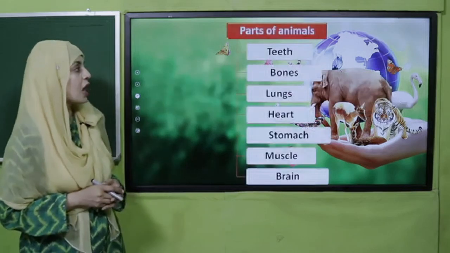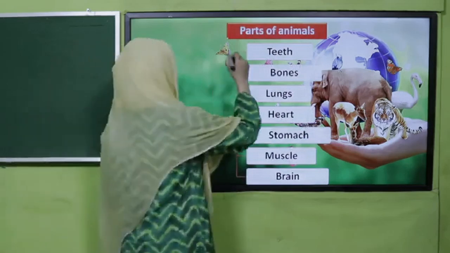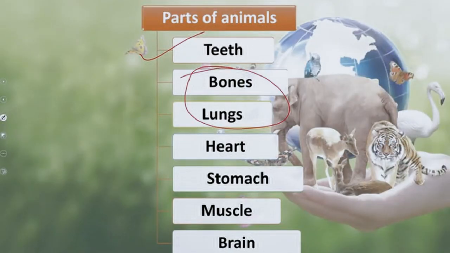Okay, my dear students, now the parts of animals: we have already discussed teeth. Today we are going to discuss bones and lungs. Other parts of the animals are heart, stomach, muscles and brain.